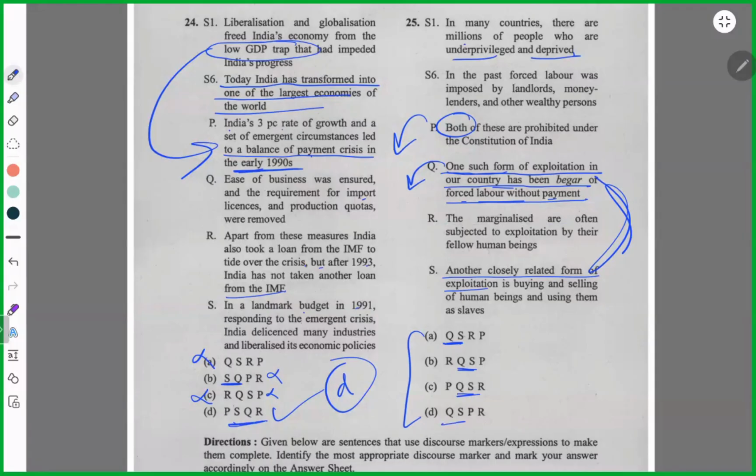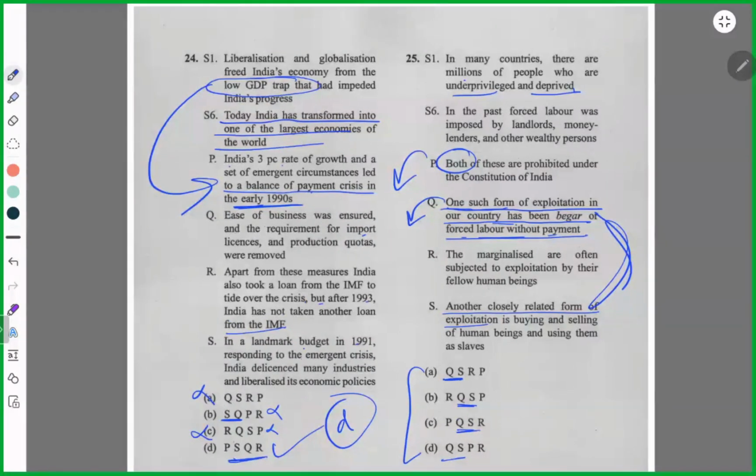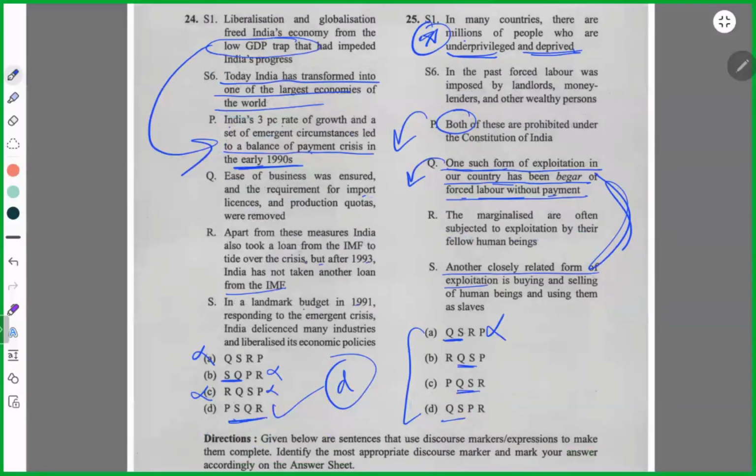Very easy. If you have found it now, I'm telling you, you are understanding the concept now. I was not able to get it early on. If you found it, that means you are able to comprehend the S1-S6 format slowly. So QS is everywhere. Now the point is whether QS will come first or last. If they are talking about one such, definitely it will not come after S1, because S1 is not talking about any kind of exploitation. They are just talking about underprivileged and deprived. So Q at the starting is eliminated.